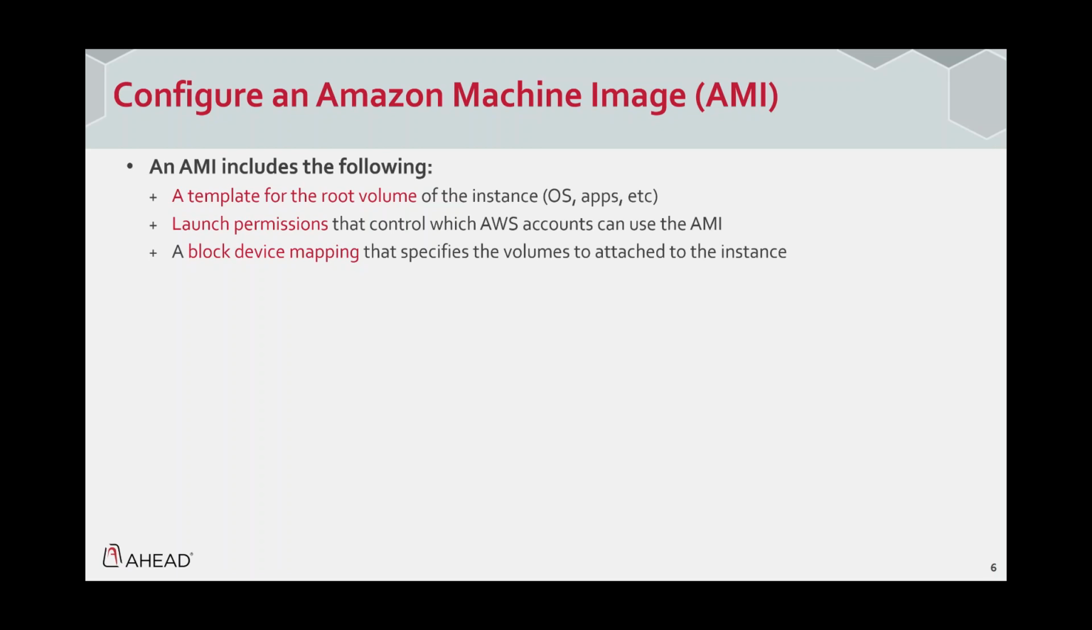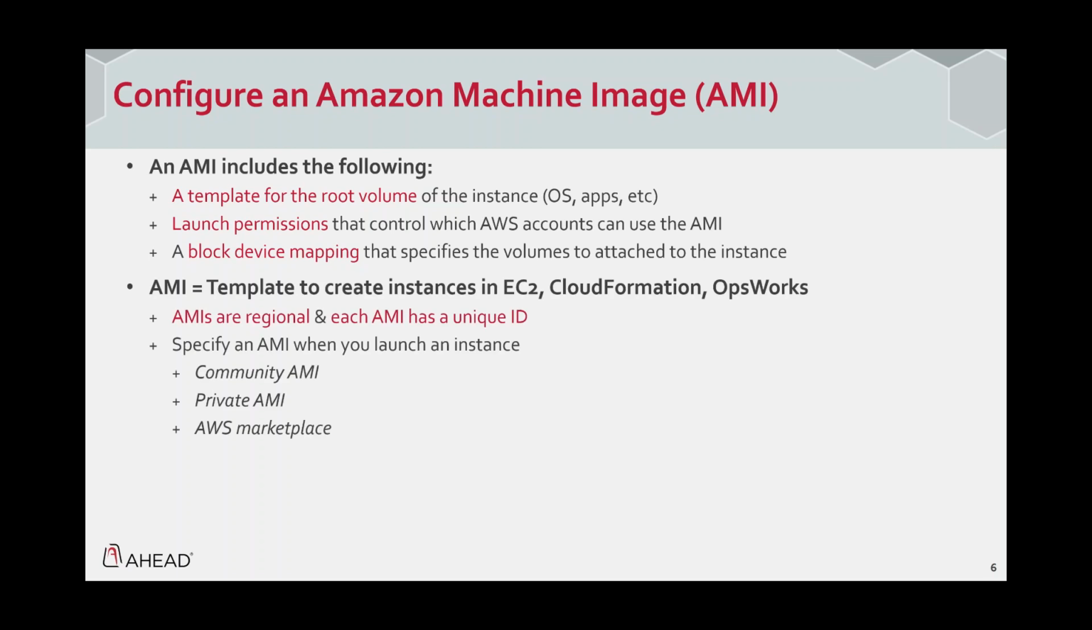And then last is the block device mapping, basically the drive that the OS is going to be deployed upon for the instance. So again, as I said, an AMI is really a template to create instances. That's in EC2. You also need to point to an AMI for CloudFormation and OpsWorks as well, from an automation standpoint.